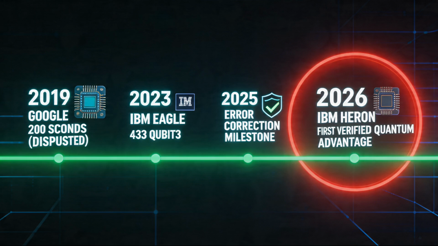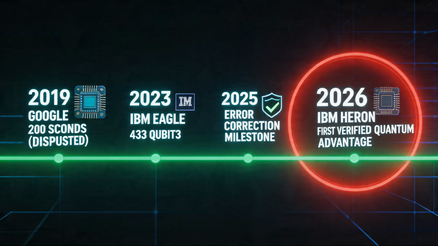Early quantum computers had so many errors that any calculation they did faster than classical was also wrong more often than it was right. 2026 is different because of error-corrected quantum computing reaching practical scale. IBM's Heron processor crossed the error threshold. The logical error rate dropped low enough that a meaningful quantum algorithm could run to completion with verifiable results that classical computers cannot replicate in reasonable time.